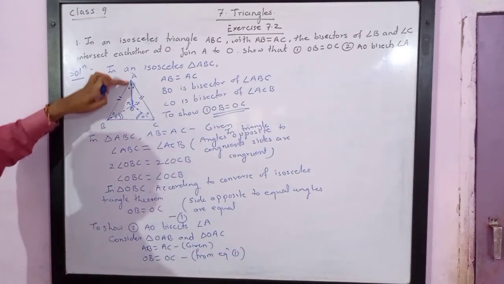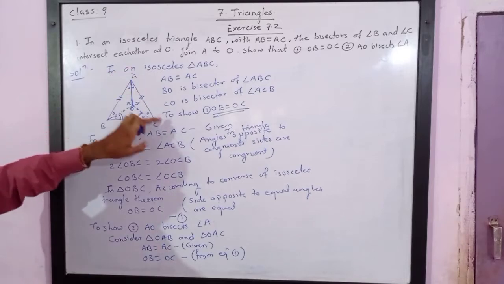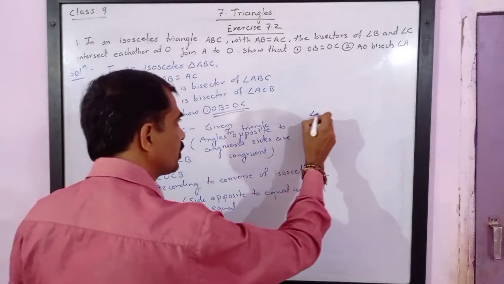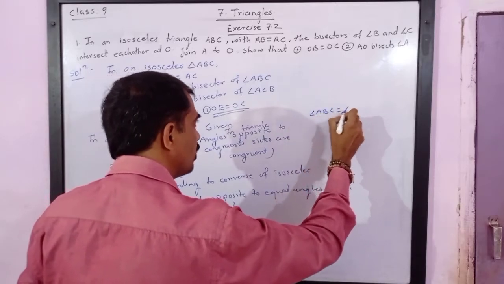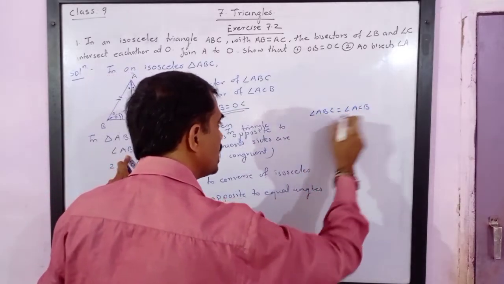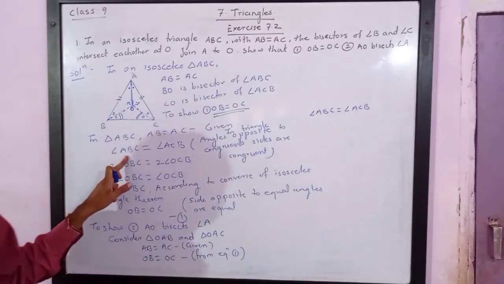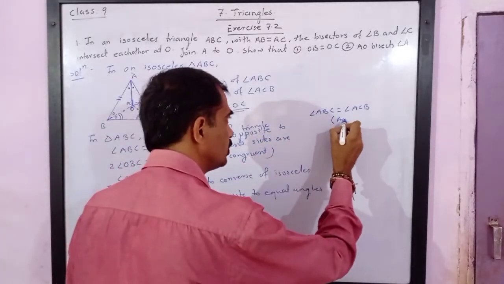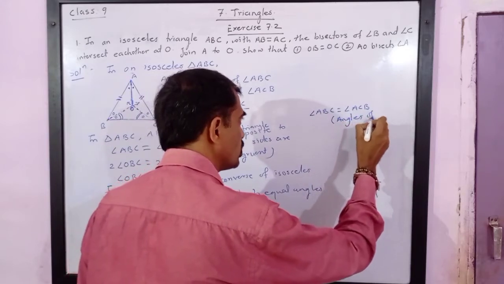Now this angle ABC is equal to angle ACB. We have just written here also, angle ABC is equal to angle ACB. Reason is angles opposite to congruent sides are congruent. We know they are angles of an isosceles triangle.